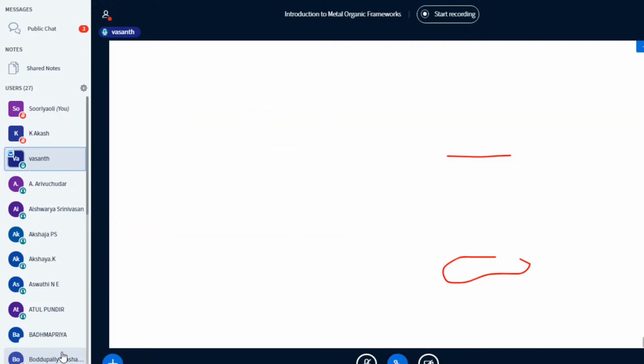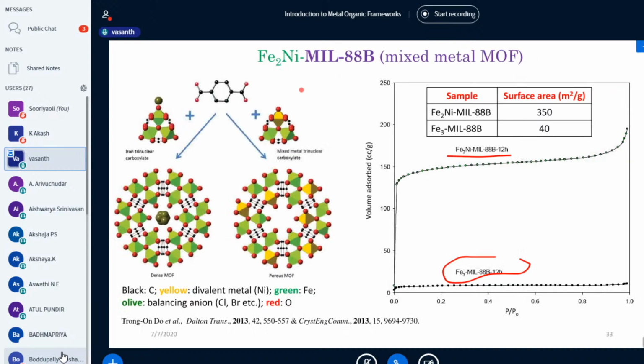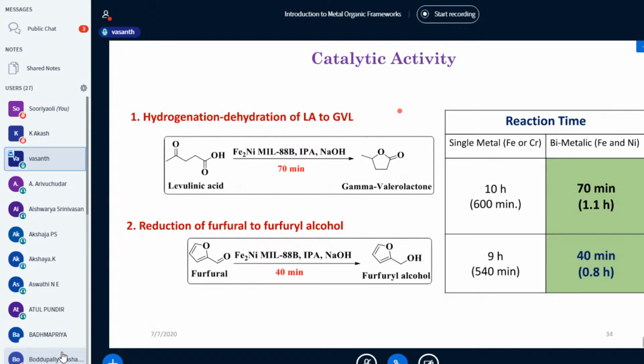So I was previously saying the mixed metal metal organic frameworks have an enhanced property. Like in this case, it is surface area. So this surface area enhancement can be seen in its catalytic activity.